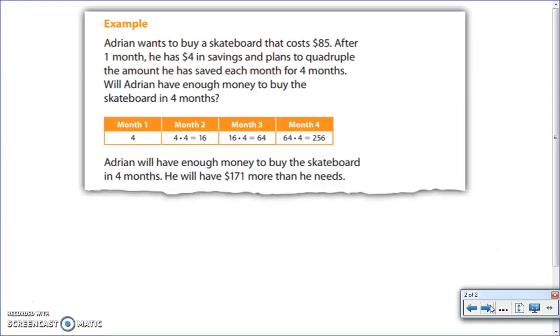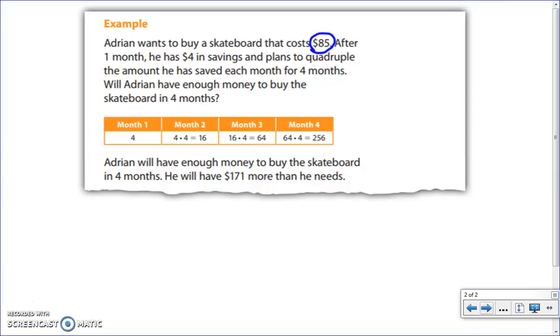Adrian wants to buy a skateboard that costs $85. So, this is how much money Adrian has to have. After 1 month, he has $4 in savings. So it's not very much money, but it says that he plans to quadruple the amount he has saved each month for 4 months. So it doesn't say he's going to quadruple the amount that he is saving. It's the total amount that he's saved.